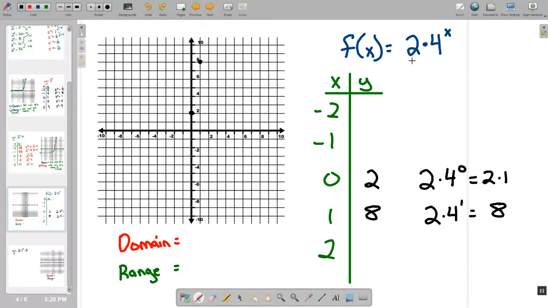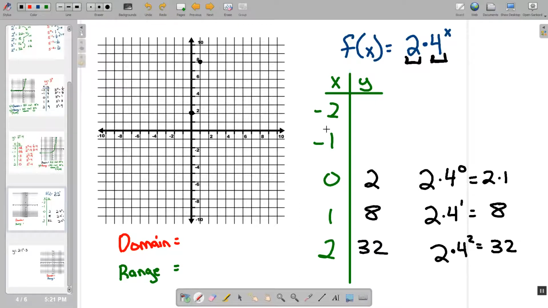And the reason why this is growing quickly is twofold. Number one, we have a number out front that's multiplying, and the base of our exponent is a large number. So we're going to get even higher rates of growth than we were getting in the original video. That's 16. So this is 2 times 16, which is 32, which is off the graph completely. So growing really, really quickly.